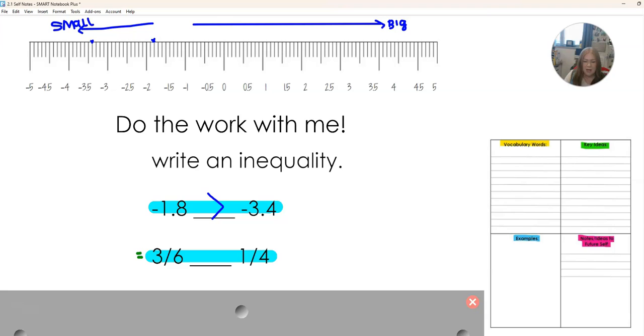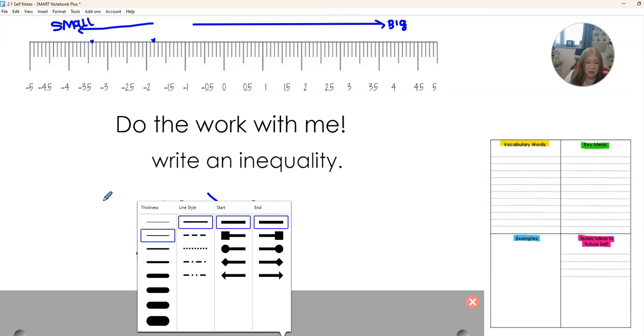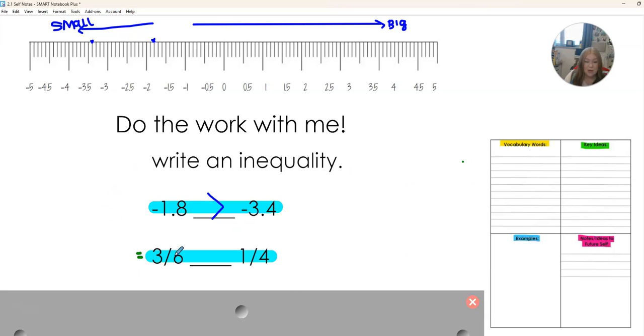So what do I know about 3/6? Sorry, I need a smaller green pencil. Okay, 3/6, 3 is half of 6. So this is actually 1/2. 3 divided by 3 is 1. 6 divided by 3 is 2. 1/2. So now we have 1/4 and 1/2. Now I can change 1/2 into fourths. How do I get from 2 to 4? I times by 2. So I do the same thing to the numerator. 1 times 2 is 2. So this one has 2/4.